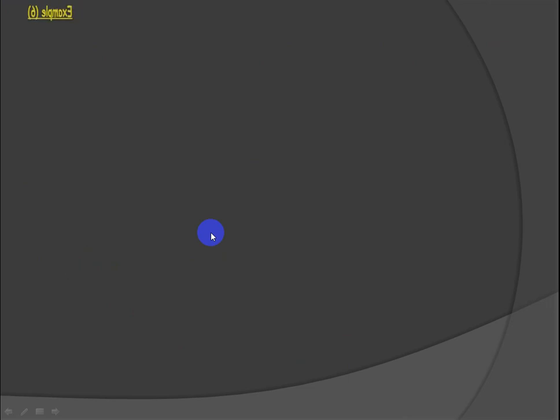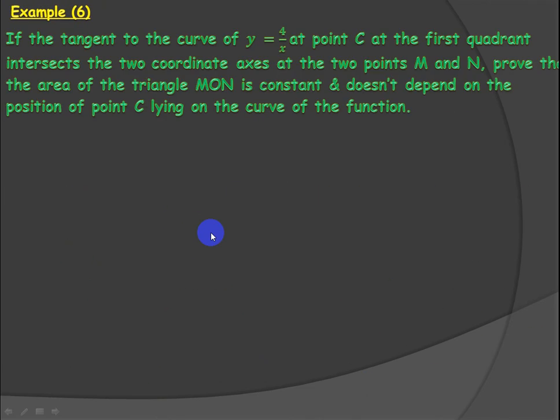The last example, number 6. If the tangent to the curve y equals 4 over x at the point C in the first quadrant intersects the two coordinate axes at the two points M and N, prove that the area of triangle MON is constant and doesn't depend on the position of the point C lying on the curve of the function, where O is the origin point. So you have y equals 4 over x. I can write it as 4x to the power negative 1. Point C consists of two coordinates. I suppose that x equals a. By substituting in the equation of the curve, you will find that y equals 4 over a.